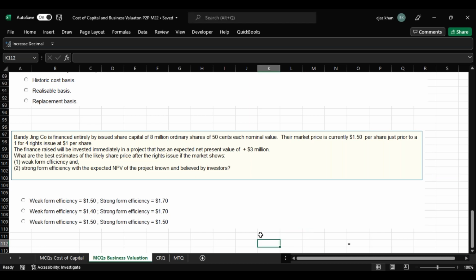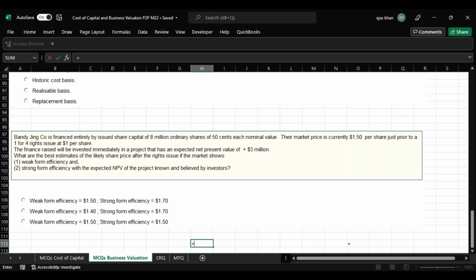Okay. So in the first part, weak form means only historic information will be reflected. Since the finance has been raised, but the expected NPV, since it's related to the future, it's a future information, and in a weak form efficiency, it will never be reflected. But since the right issue has taken place, that's what it says. So in the weak form, the share price will be the theoretical ex-right price.